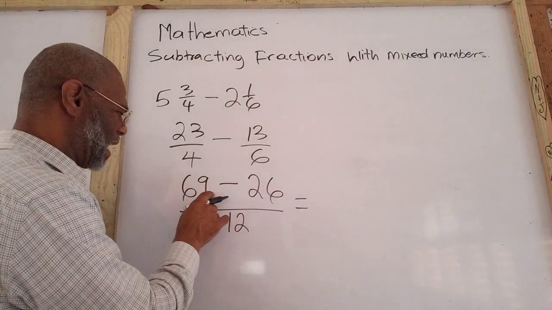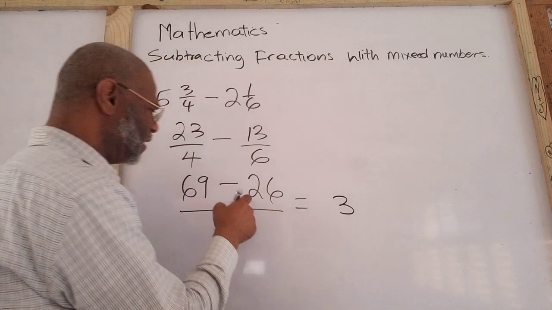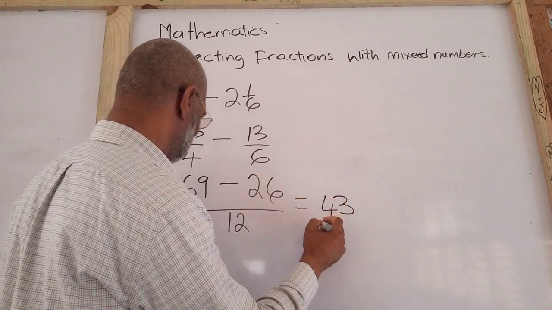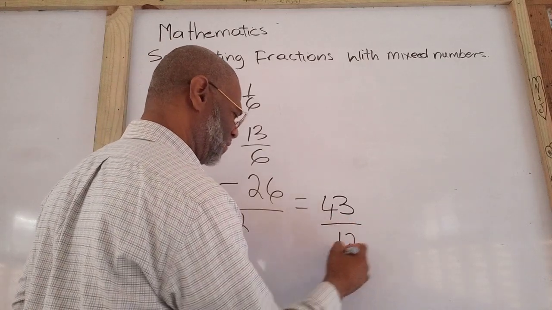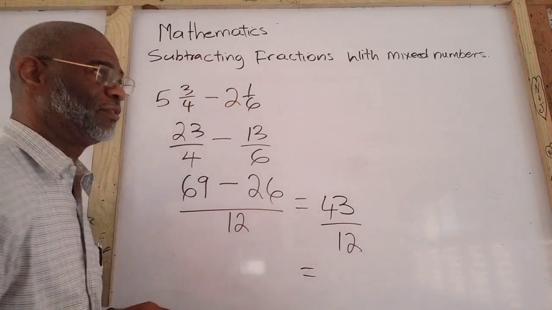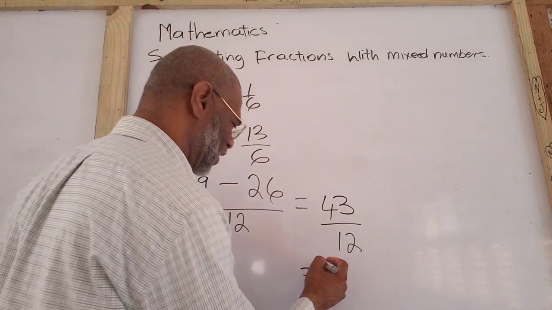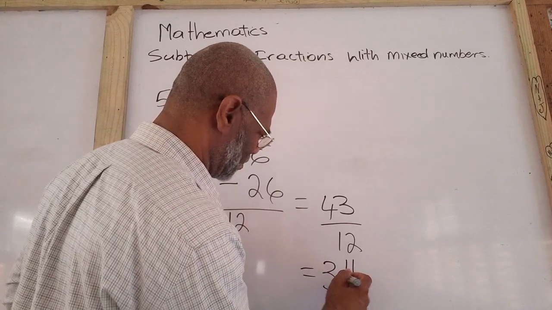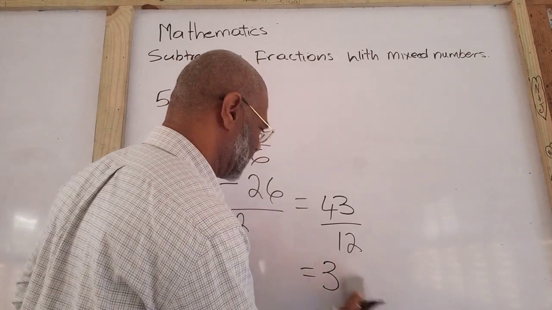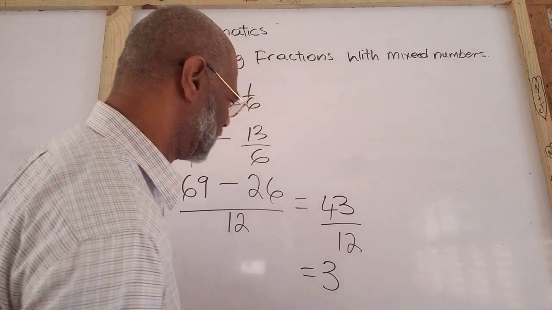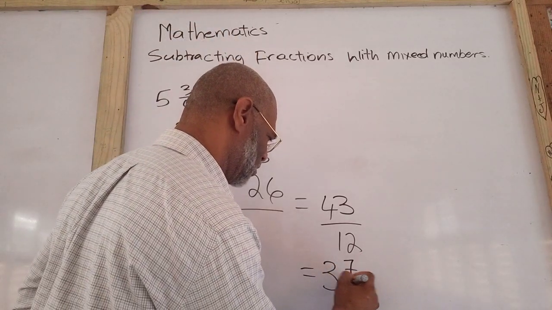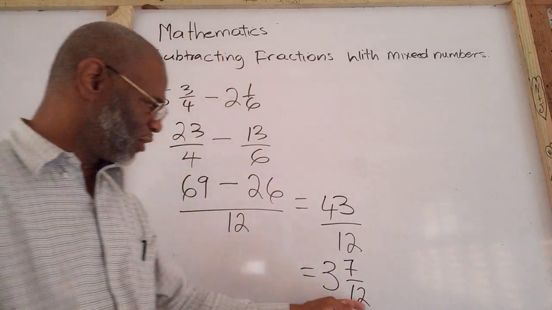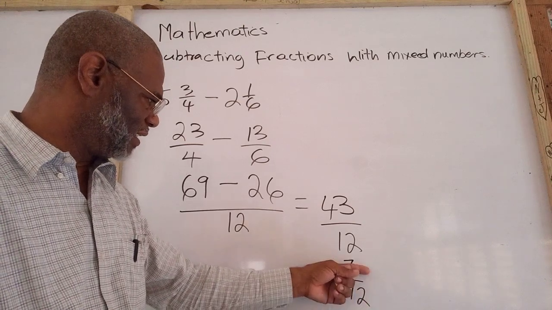So 6 from 9 is 3. And 2 from 6 is 4. That's 43 over 12. And that gives us what? How many times can we get 12 from 43? So that will be 3 times and 7 remaining. So 3 12s are 36. So that's 7 over 12. Right? So 3 12s are 36, 36 plus 7 is 43.